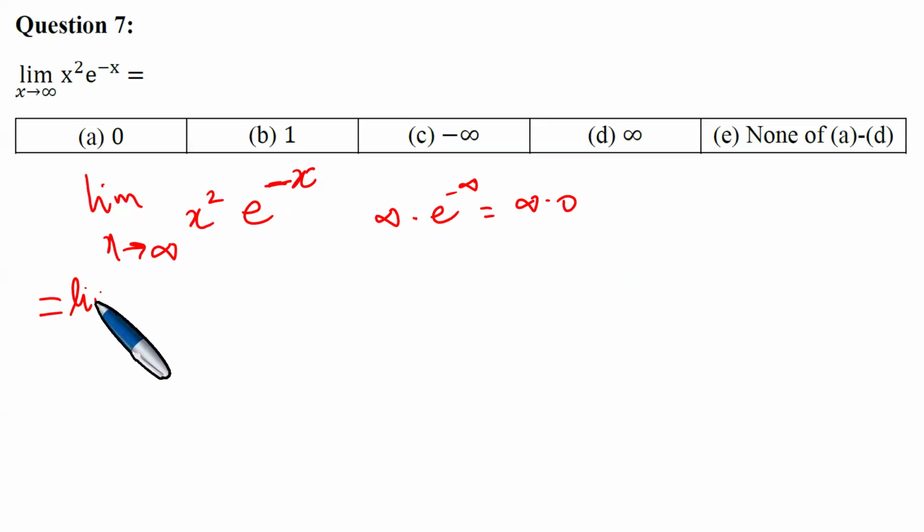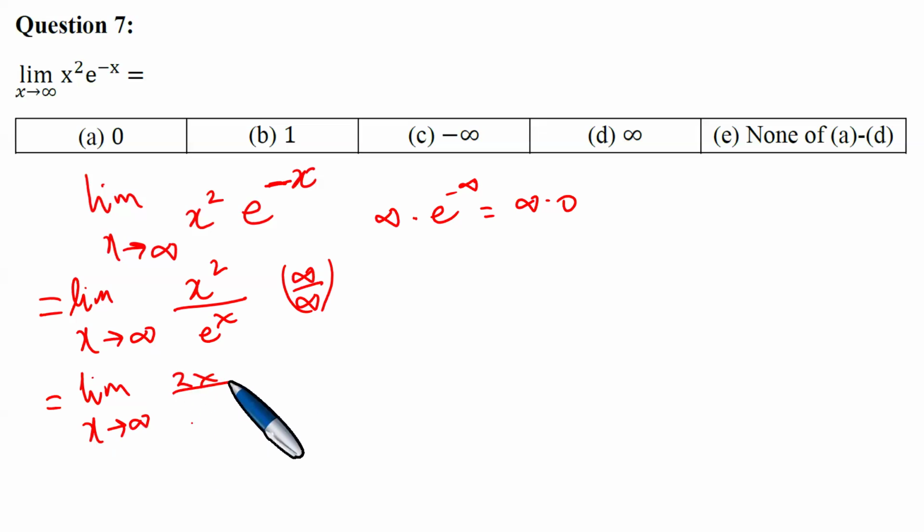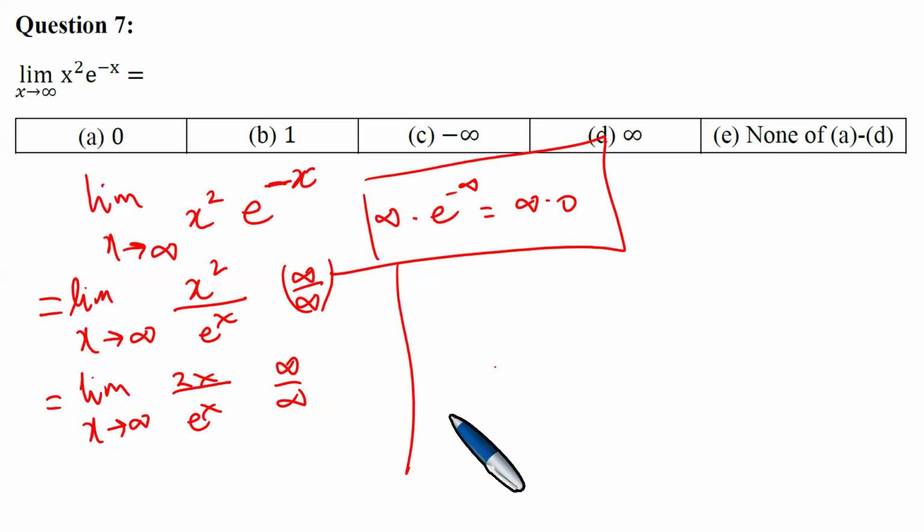In which case, we have the limit as x approaches infinity of x squared e to the power x. Right, and now this would give us infinity squared, which is infinity out of infinity, and then we are able to use L'Hopital's rule. The derivative of x squared becomes 2x, and the derivative of e to the power x becomes exactly that. As x approaches infinity, we make the observation that this is still infinity out of infinity, and we want to be in a position to get the actual result.